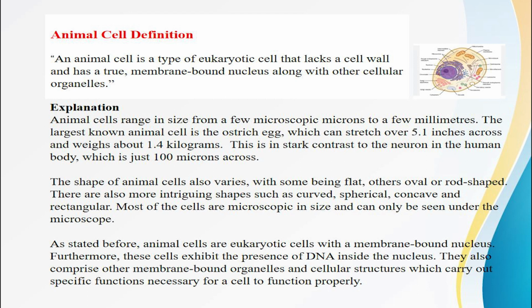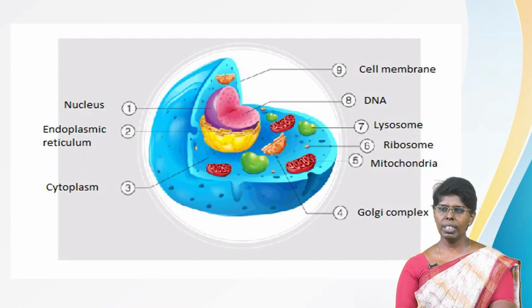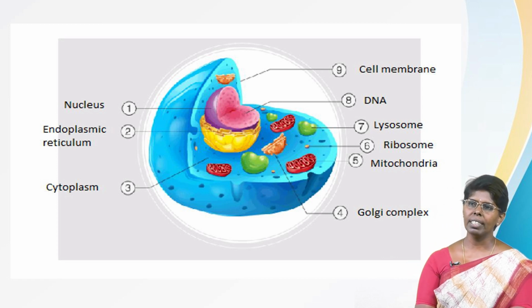As stated earlier, animal cells are eukaryotic cells with a membrane-bound nucleus. Furthermore, these cells exhibit the presence of DNA inside the nucleus. They also comprise other membrane-bound organelles and cellular structures which carry out specific functions necessary for the cell to function properly. So, this image shows the animal cell.